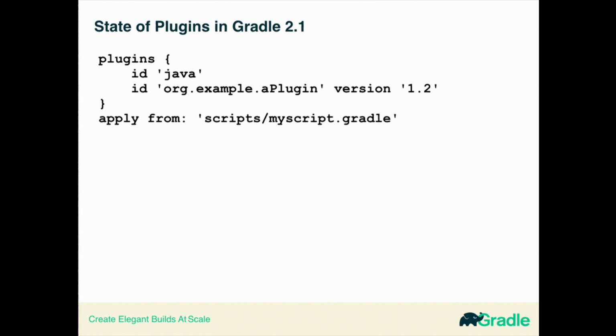You simply say plugins, ID. Java is a core plugin, so you only need to provide the ID, and we know that it's the one that's with this distribution of Gradle. The second line says, this is the ID of my plugin. It's at version 1.2. As long as that plugin has been published to the Gradle Plugin Portal, then we have the metadata in the plugin portal to know exactly what jar that maps to, and we can pull it down and put it on your class path.